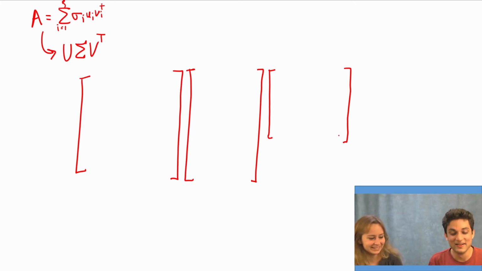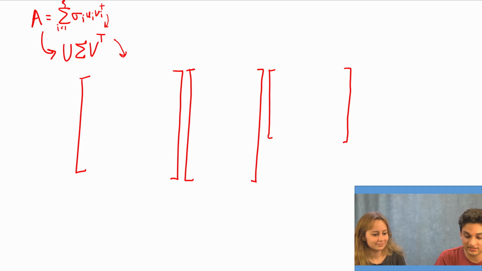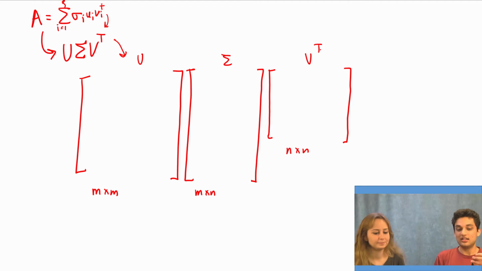Okay. So the reason why I wrote U sigma V transpose like this is because we're going to study how to relate this to this, where U is going to be an M by M matrix, V is going to be an N by N matrix, and sigma is going to be an M by N matrix. And this is U sigma V transpose. All right.